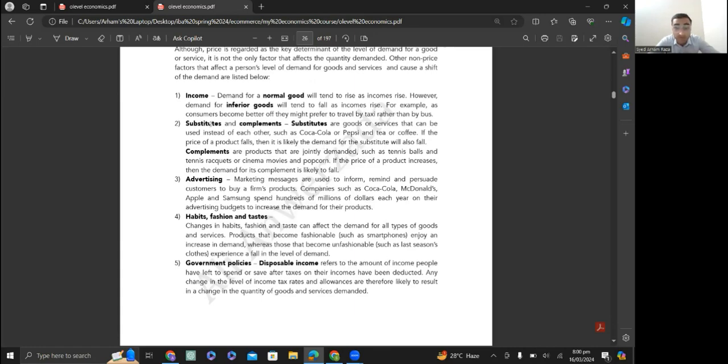If the price of a substitute good falls, the demand for our product will fall. If the price of the substitute increases, the demand for our product will increase. Why? Because when the price of a substitute increases, people will come towards the product you are selling. On the other hand, if the price of the substitute falls, people will go away from your product and buy the substitute product. So there is a direct relation between the price of substitute goods and the demand for your own good.